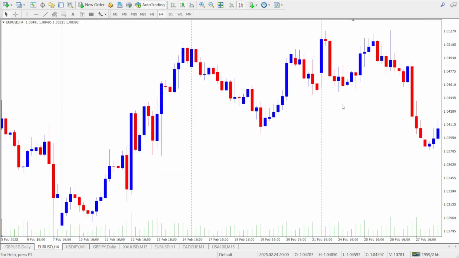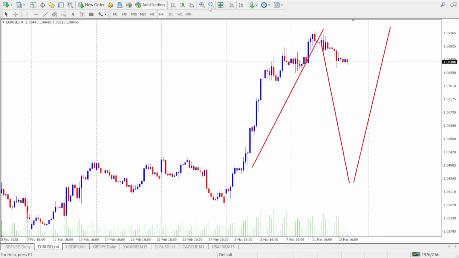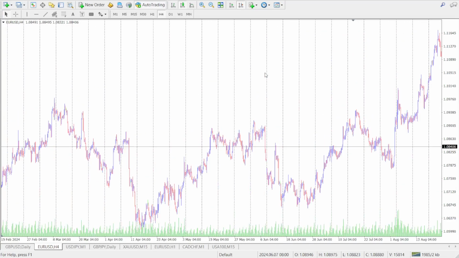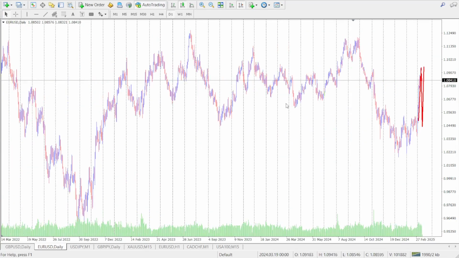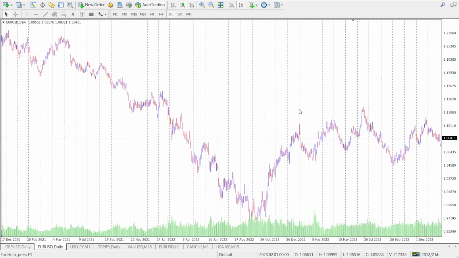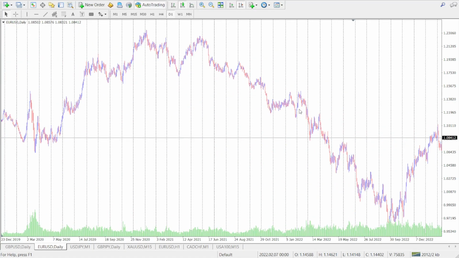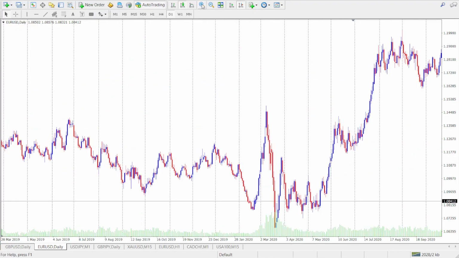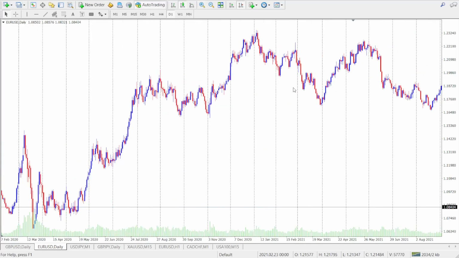Now, let us go over the most important trading reversal patterns that you need to know. We are going to be starting with the head and shoulders pattern.